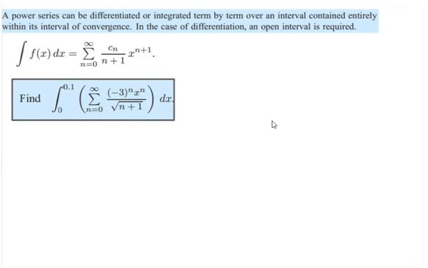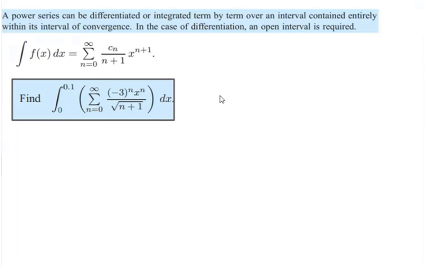of convergence. So for our example here, we're going to find the integral from 0 to 1 of the series from n equals 0 to infinity of (-3)^n times x^n over the square root of n plus 1, all of that with respect to x. Right, so if this wasn't something we'd already done, we would be looking at that series and applying the ratio test, finding the interval of convergence, and then seeing if this interval from 0 to 0.1 is within there.